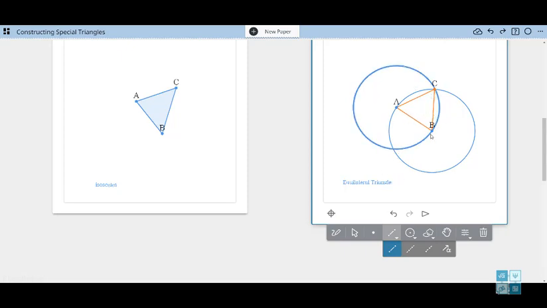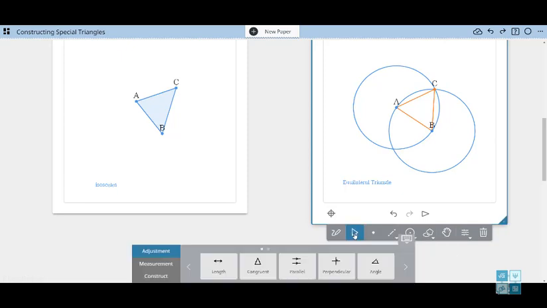So basically, by having two intersecting circles that have the same radius, so two different center points with the same radius, I now end up with a triangle that is equilateral because all of these sides are radii of congruent circles, if we want to think of it that way. So I've now constructed an equilateral triangle. And again, you could hide these circles if you want to just focus on the triangle.